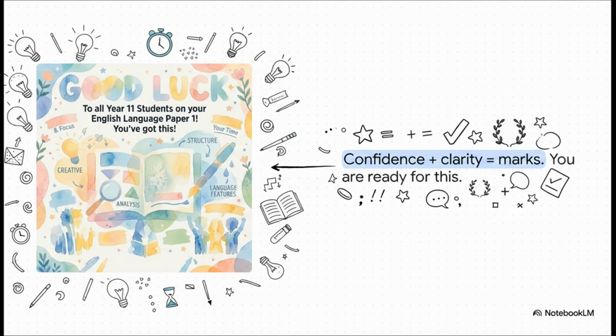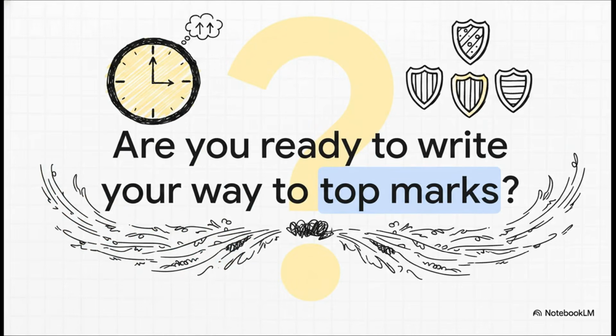It really all boils down to this one equation: confidence plus clarity equals marks. You've got the exact timings, you've got the structural cheat codes, and you've got the ambitious vocabulary ready to go. So I'll leave you with this. Are you ready to beat the clock, deploy the Big 5, and write your way to top marks? Take a deep breath, trust the strategy we've mapped out today, and go show that exam paper exactly what you're capable of.